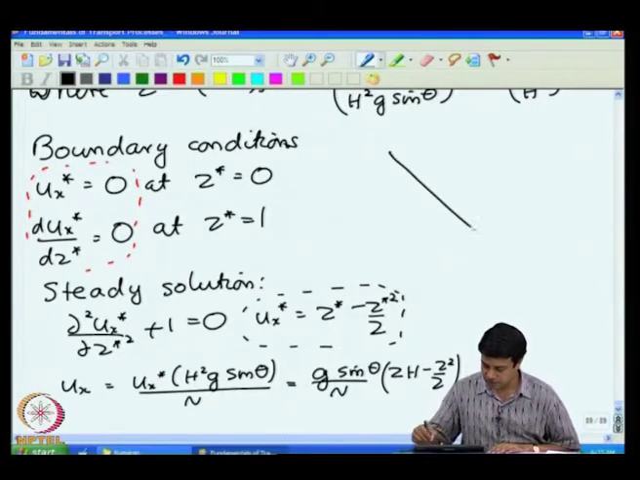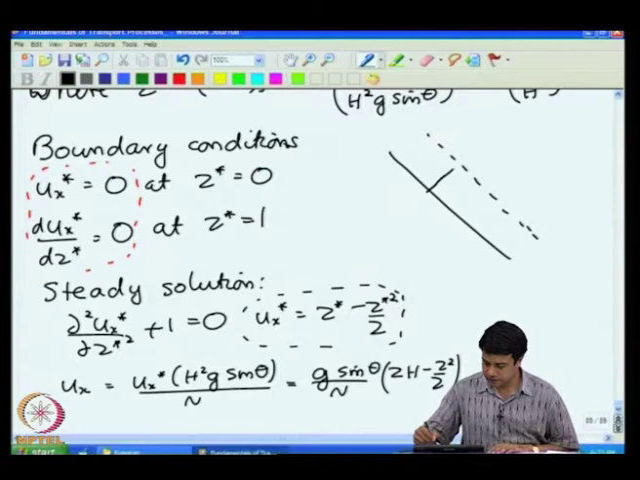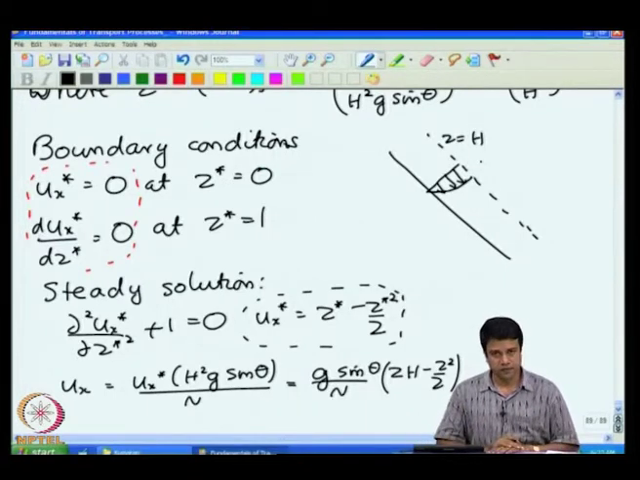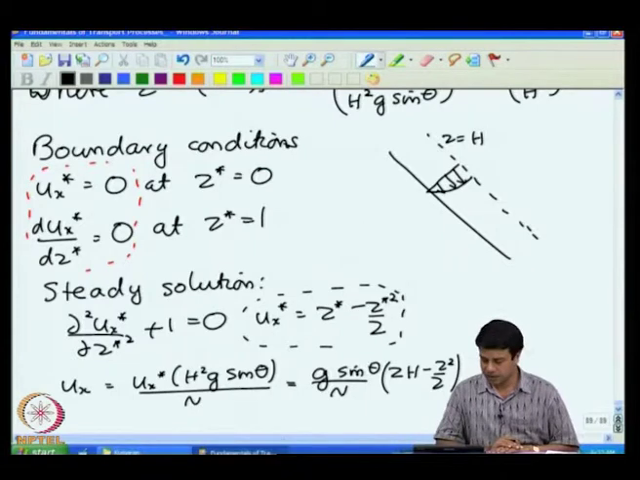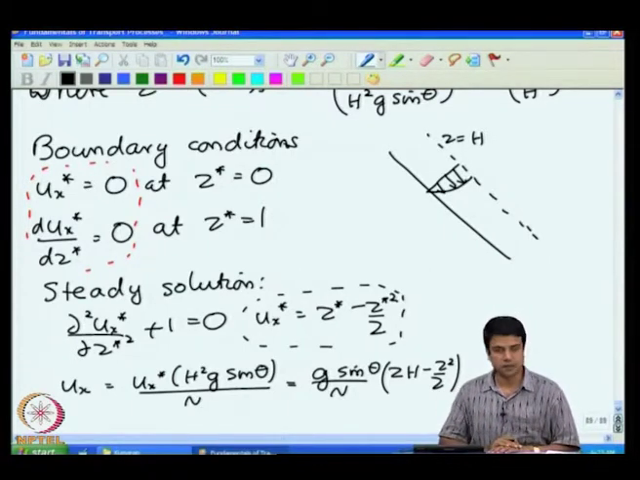So, the velocity profile for the flow down an inclined plane is quadratic in z. It starts off at 0 and then you get a parabolic velocity profile, and at z is equal to h, the derivative of the velocity with respect to z is equal to 0, the shear stress is 0, and therefore, it satisfies the stress balance condition between the fluid and the gas that it is in contact with. So, this is the velocity profile for the flow down an inclined plane.